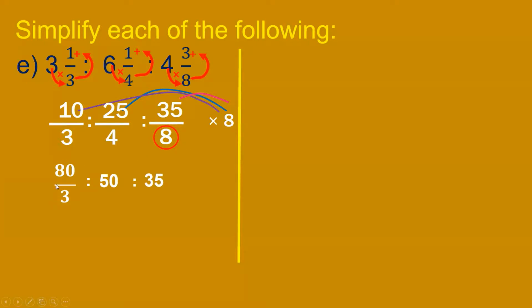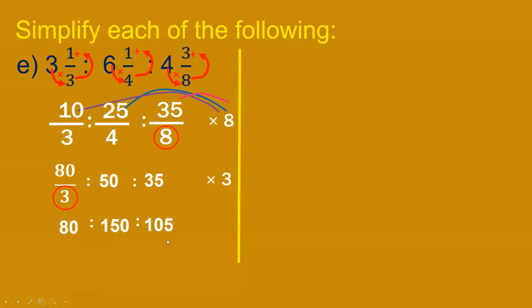So we still have a fraction here. We need to change this fraction to a whole number. So multiply the three terms by the denominator, 3. Multiply 80 over 3 by 3, 50 by 3, and 35 by 3. So 80 over 3 multiply 3 equals 240 over 3, which equals 80. And 50 multiply 3 equals 150. And 35 multiply 3 equals 105. So now we have three whole numbers.